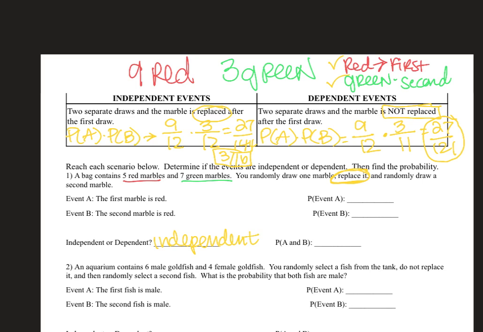The probability of me choosing a red marble is going to be 5 out of 13. The probability of me picking a second red marble after I've replaced it is still 5 out of 13. And I'm going to multiply those. So I should get 25 over 126 (sic). And there's my answer.